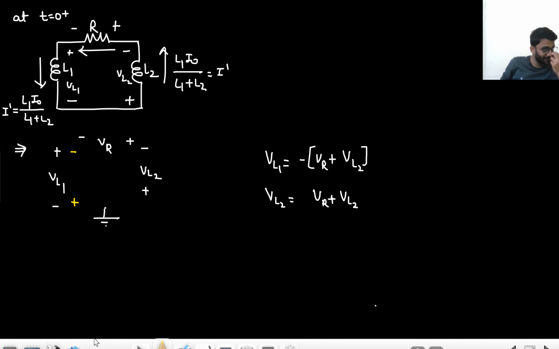Are you getting my point? And because of VL1 and VR, we are having a drop in this direction for VL2. That means the current in L2 will be decreasing as well. The current is flowing in this direction. Now it is giving the current in this direction. So basically the current will go to 0.